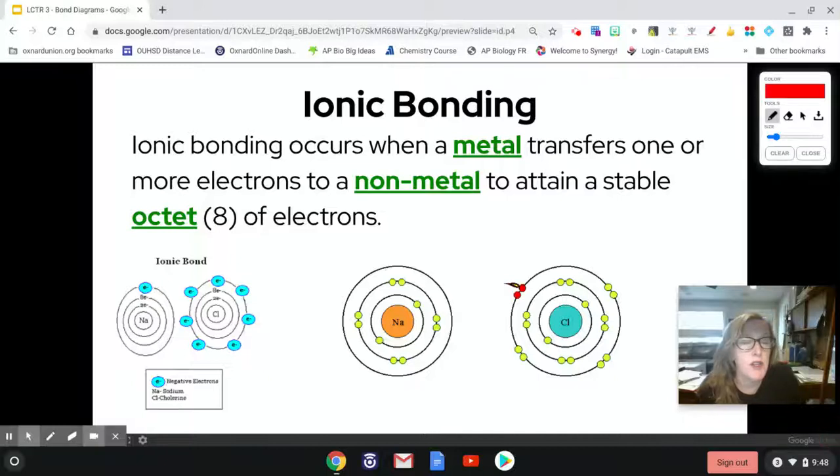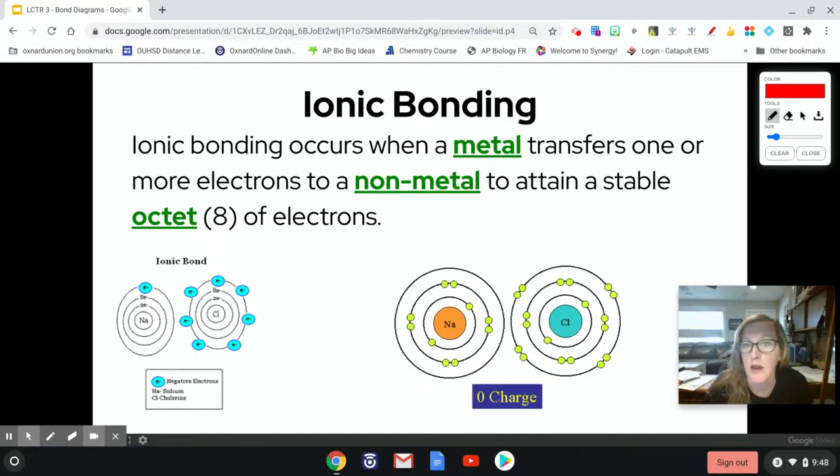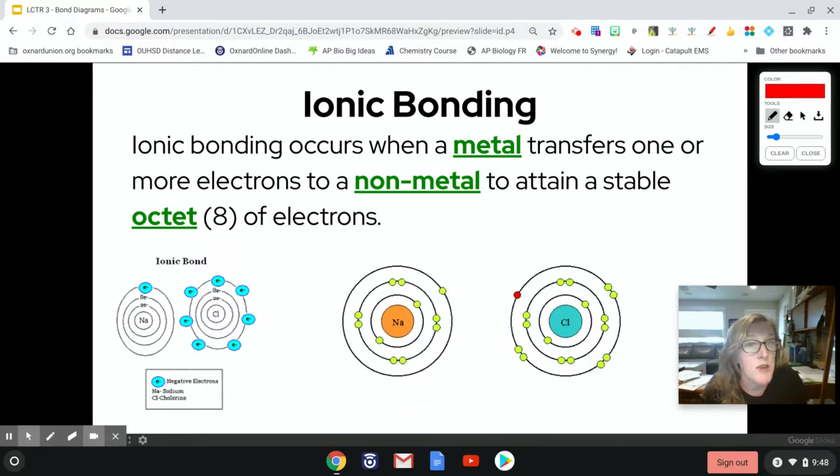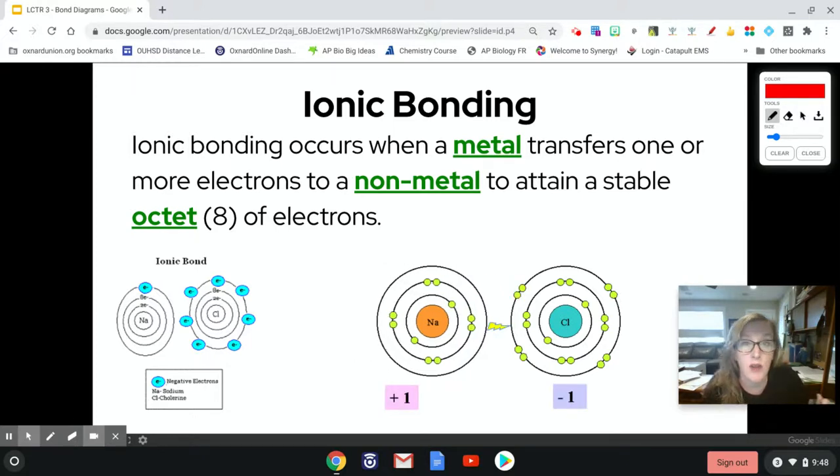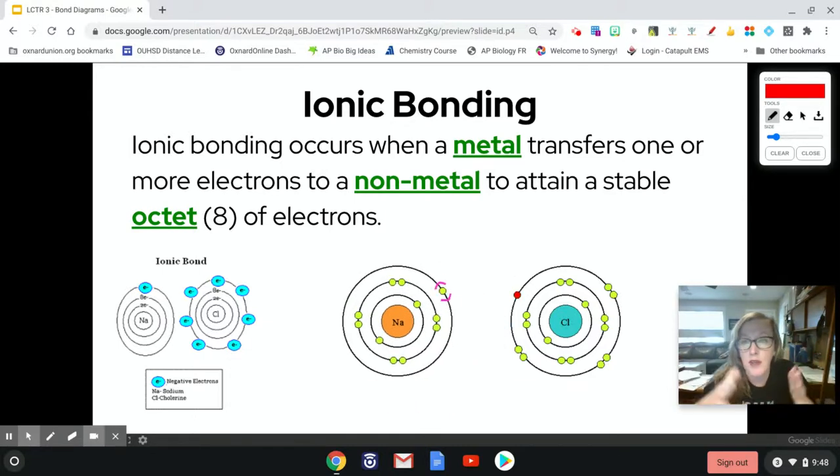Hey everyone, we're going to be looking at how you can model the formation of an ionic bond when an ionic compound is formed. Ionic bonding occurs whenever we have a metal that transfers one or more electrons to a non-metal. Remember, metals have a weak force of attraction between their nucleus and outer electrons.